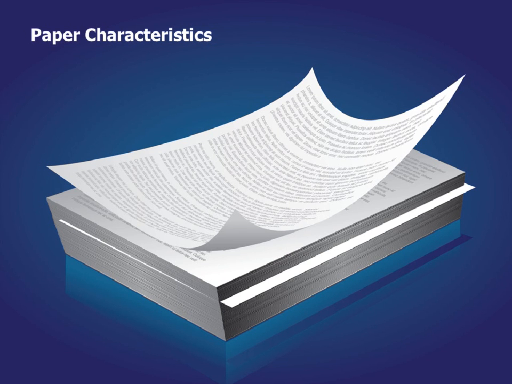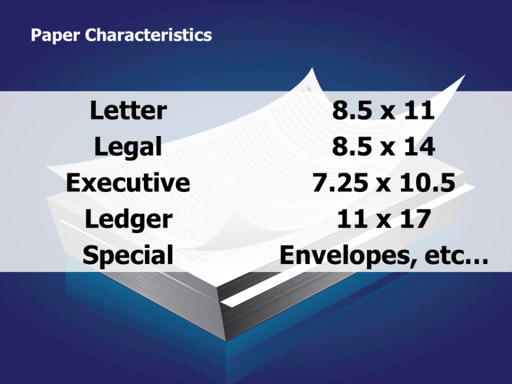Now when it comes to paper characteristics, first of all, you need to be familiar with the sizes, right? So we have letter. If you ever hear that something is going to be letter sized, it means 8.5 by 11. We have legal, which is 8.5 by 14. Executive, 7.25 by 10.5. Ledger, 11 by 17. There's also A4, which is very similar to letter, but slightly different. I should mention I'm going off of US standards here.